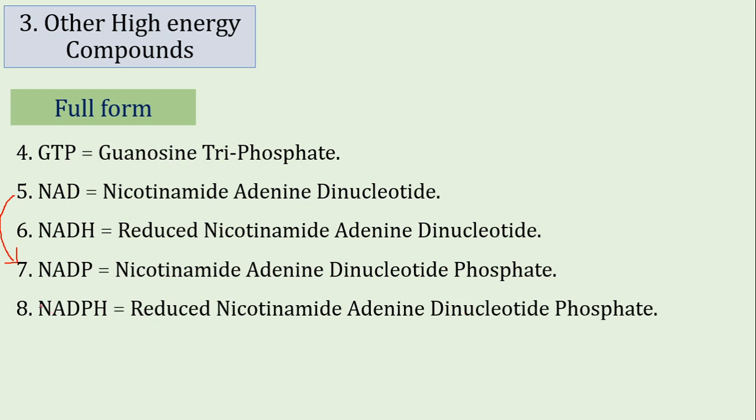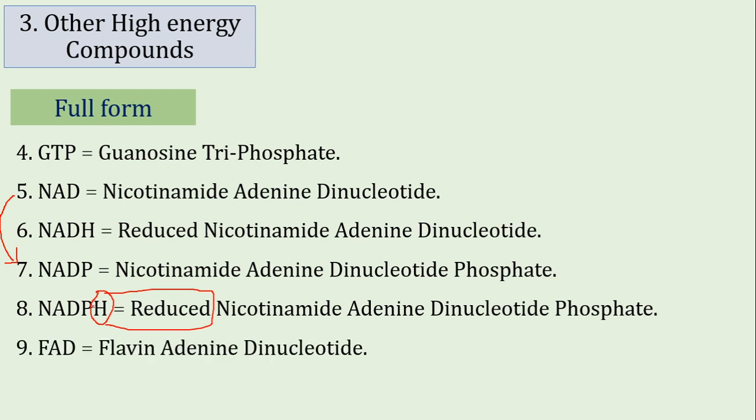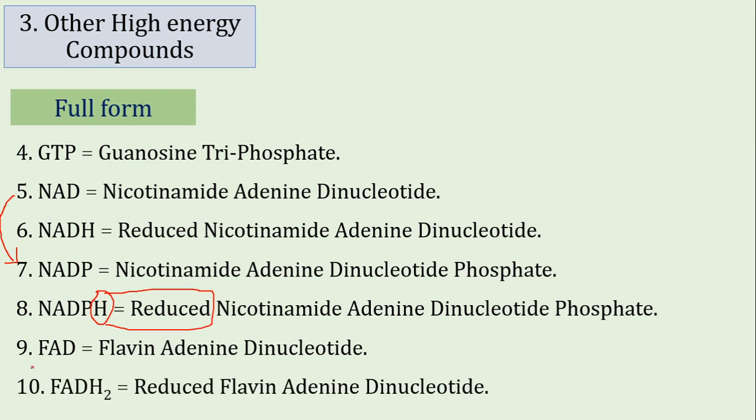So here we see when additional H is attached with NADP, that is called reduced. From the concept of reduction in chemistry, we know that if hydrogen attaches with a chemical compound, that is called reduction. So if hydrogen attaches with NADP, that will be called reduction or reduced NADP. That is also true for NADH. NADH is the reduced NAD. Similarly, FAD is called flavin adenine dinucleotide, while FADH2 is called the reduced flavin adenine dinucleotide.